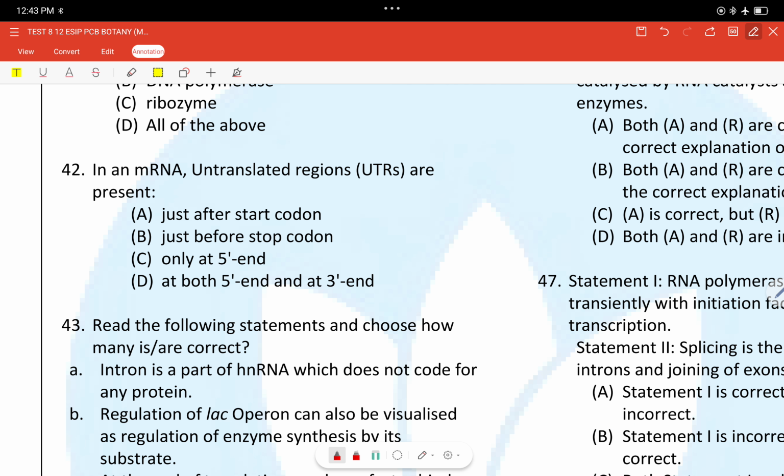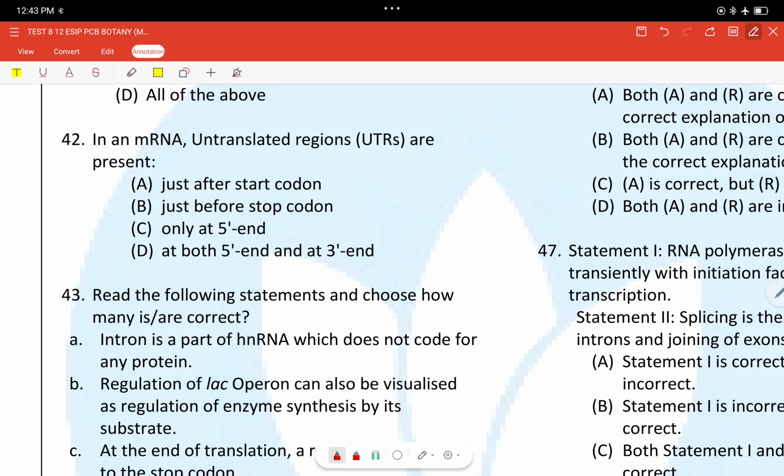This is the name of the enzyme. In an mRNA, untranslated regions (UTR) are present. If we consider the structure of mRNA, first we have a cap, then an untranslated region, then the structural gene in which we have the start codon, the gene, and then the stop codon.